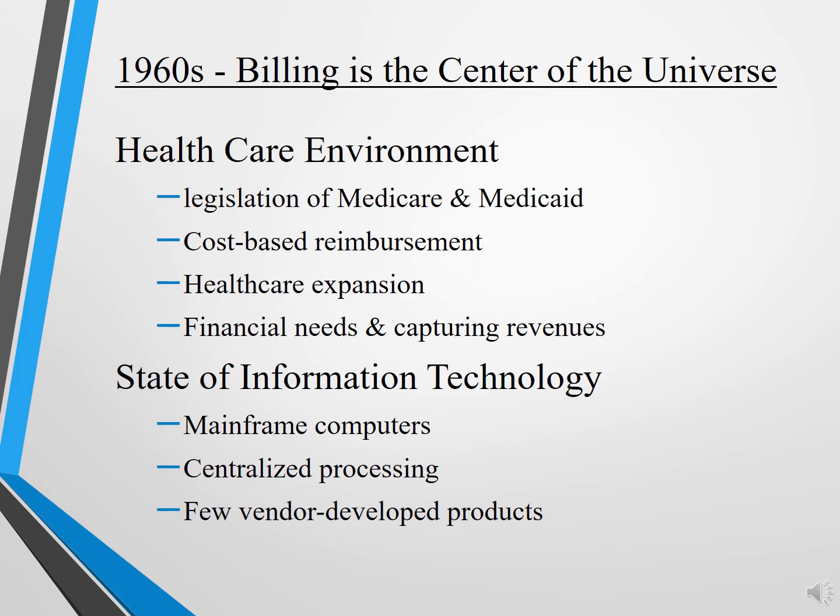We'll start in the 1960s. The Medicare and Medicaid programs were signed into law in 1965 by then-President Lyndon B. Johnson. Cost-based reimbursements were also introduced during this time period. This meant that the payer, whether it was a private insurance company or the federally funded Medicare, would pay what was deemed as allowable costs, as defined or covered by the policies. This was also a time of great expansion for healthcare, and the number of healthcare facilities increased dramatically. As this happened, healthcare organizations were focused on their financial needs, and in particular on capturing revenues.